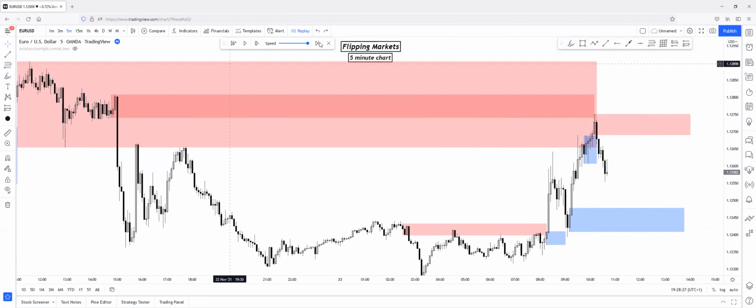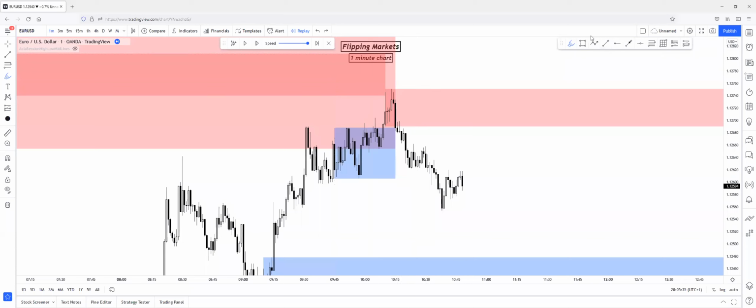Okay, so let's see the 1 minute structure. As you can see, this was the last 5 minute demand zone that created a new high on the 5 minute chart. And also this was the 15 minute inside bar that we just refined on the 5 minute chart. Okay, this was the 15 minute supply zone and this is the 4-hour supply zone. As you can see, price actually tapped this 4-hour supply zone after a huge inefficient push. And this was the last demand zone that caused that push.